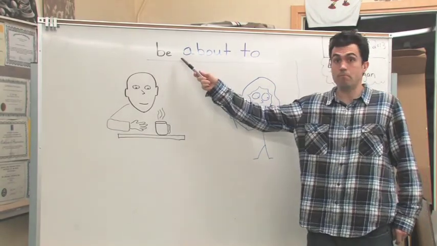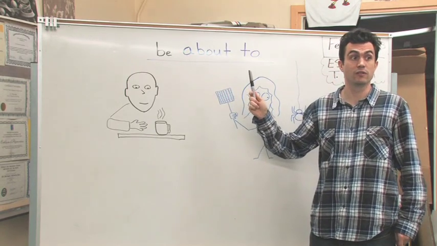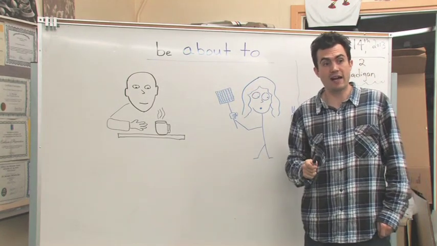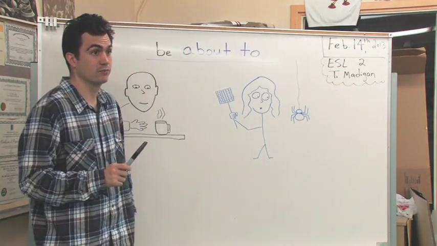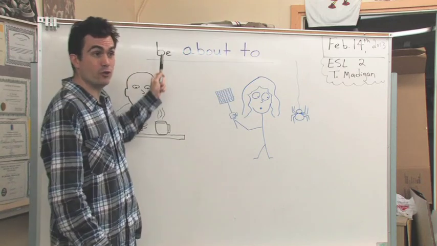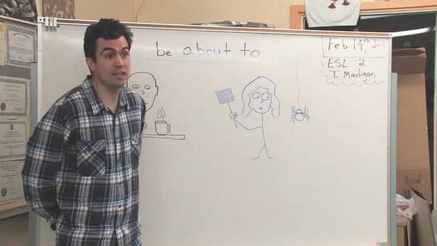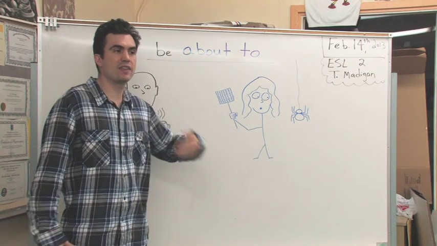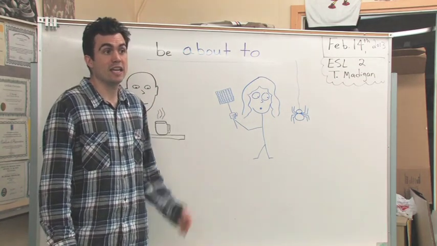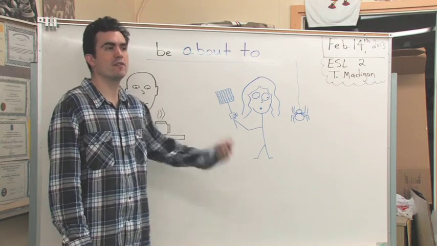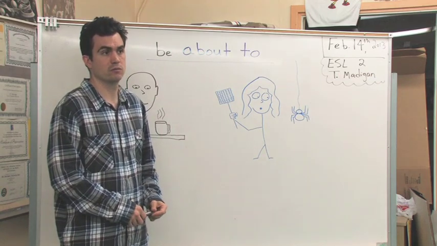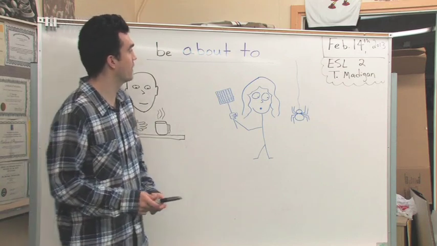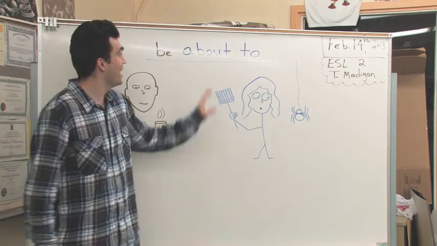So, be about to. A few minutes ago, I said, the bell is about to ring. So, about to, we're talking about the immediate future. Something that's going to happen in a few seconds, or maybe a few minutes. Something that's going to happen very soon. Okay? So we use the verb to be and about to.